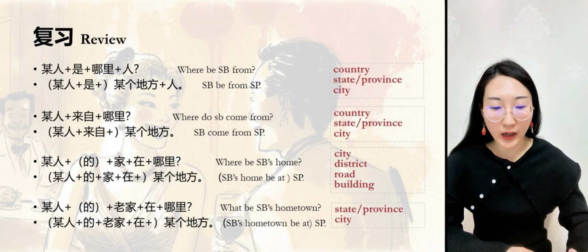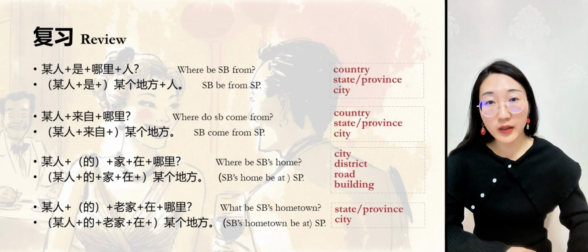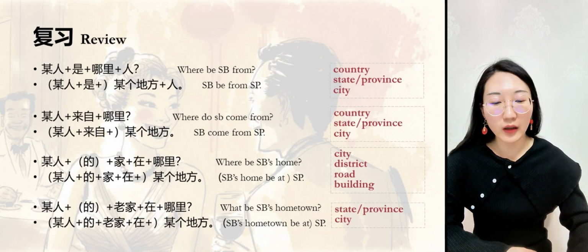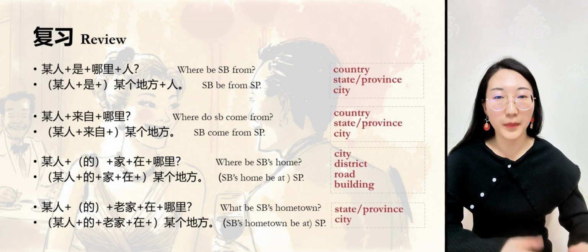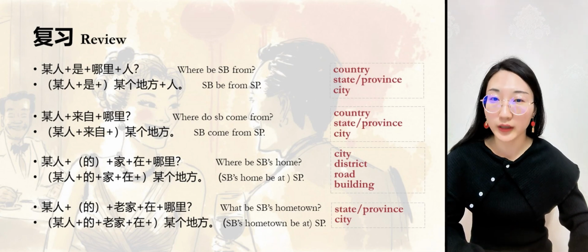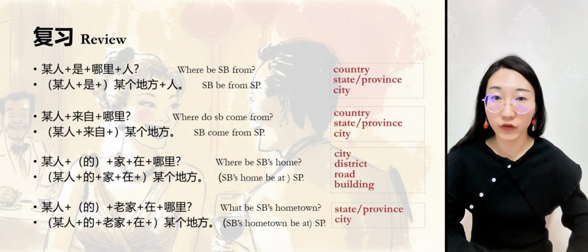And as for the last sentence we learned today, 某人的老家在哪里？某人的老家在某个地方。Because in this sentence we have a specific word, 老家 hometown, this sentence can only be used to ask people where their hometown is. But this is the sentence you can use to ask people you meet for the first time, but only after you have known each other's name and each other's country and all these other basic information.